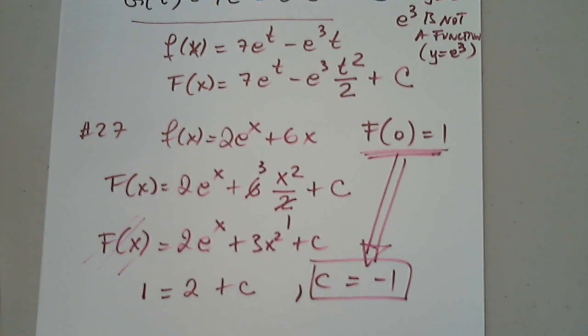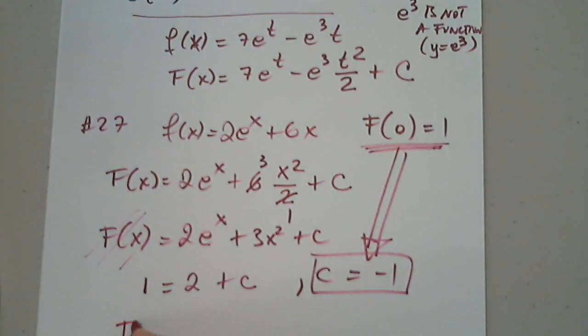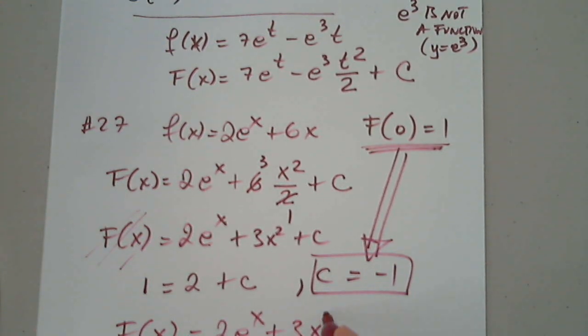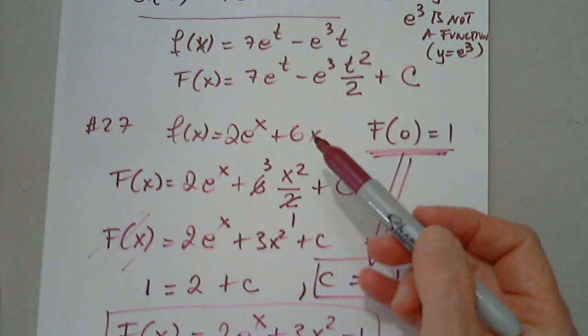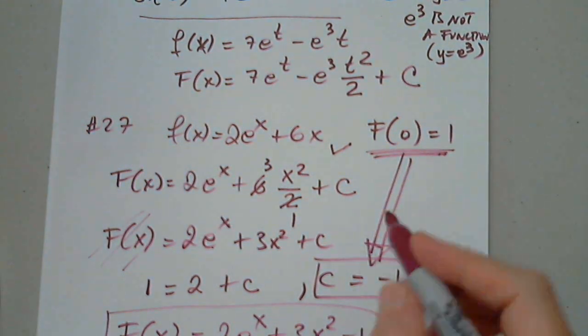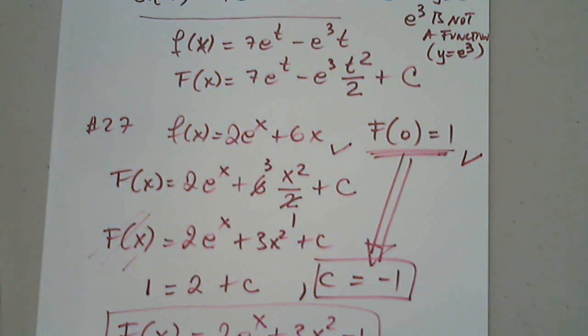And if that's the case, then now I can write a unique function, not a family of functions. Only one function whose derivative is this and satisfies this condition at the same time. And there is no other.